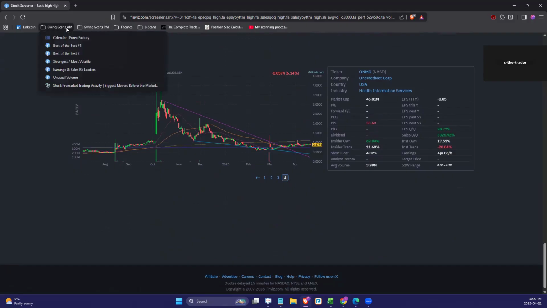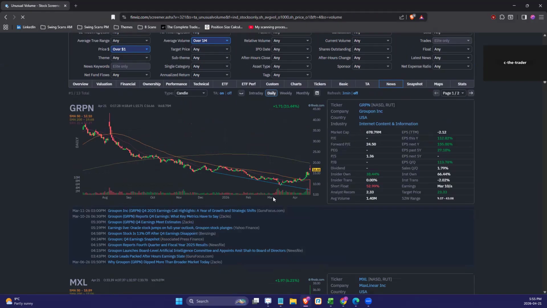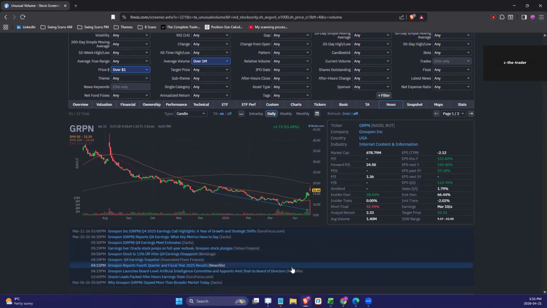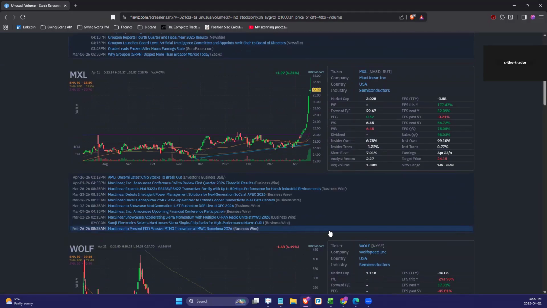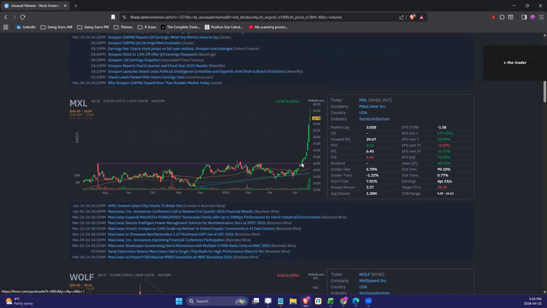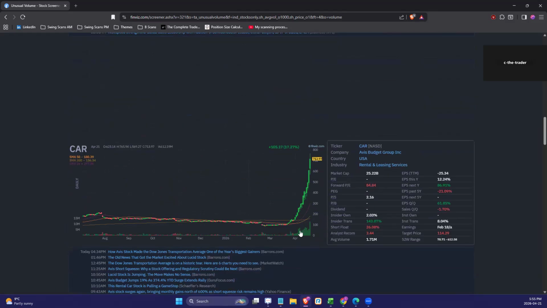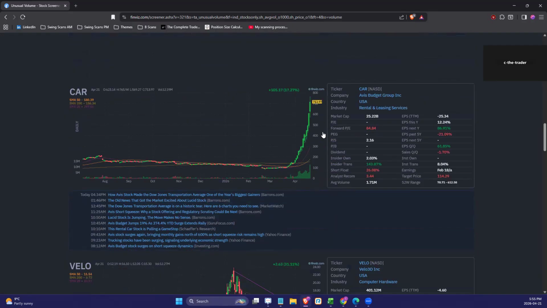Okay, now what's next? Unusual volume. So this is just volume spikes. Groupon, this had a crazy base breakout here. 9-month base. Just insane move. Car still going up. Everyone's trying to short it and getting destroyed every day, I'm sure.